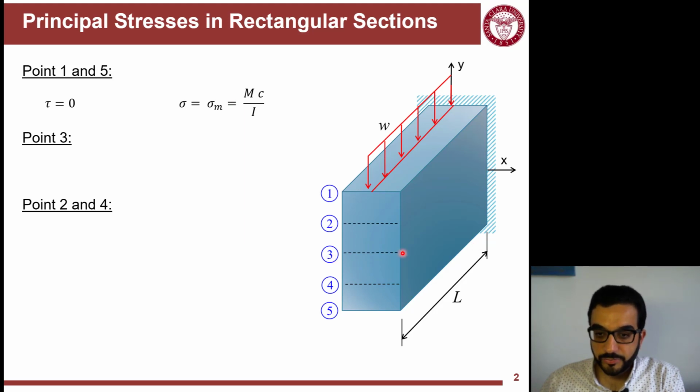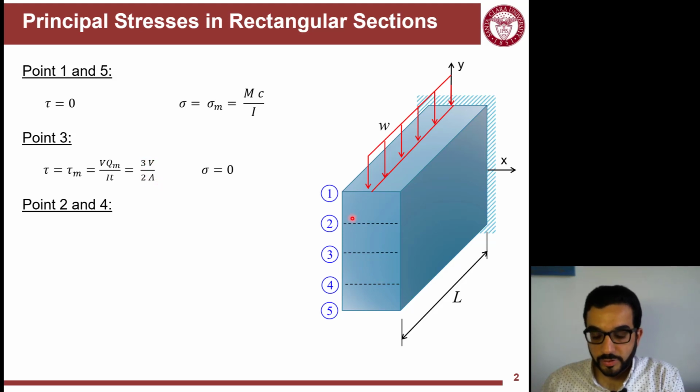Point 3 is at the neutral axis. So now we will see a flip of the cases between shear and normal stress. Here at the neutral axis, sigma will equal 0 because the y distance from the centroid is equal to 0. But tau is the maximum tau that's developing, tau m, which is VQ over IT. And for a rectangular section, we have seen in the previous video, it's equal to 3V over 2A.